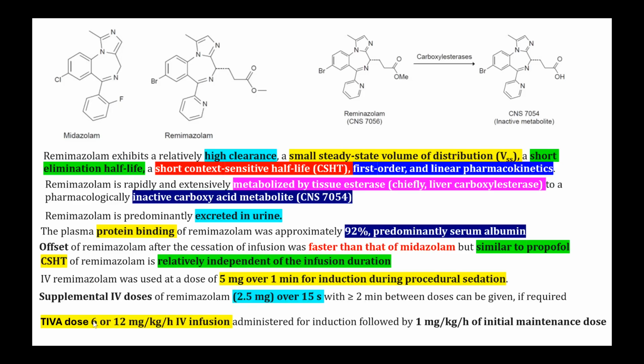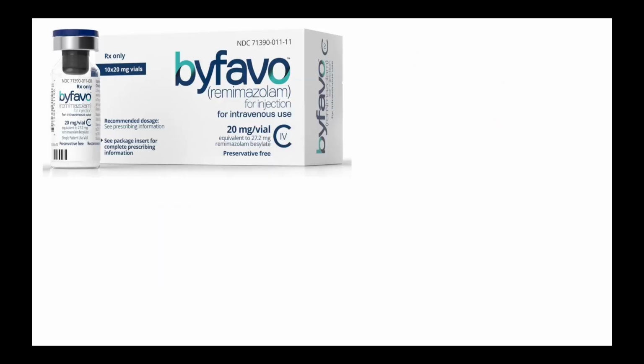And if you want to use it as a TIVA, you have to use it at 6 to 12 milligram per kg as an IV infusion for induction. Then to maintain, you use it at 1 milligram per kg per hour. And this is the commercial name for that.